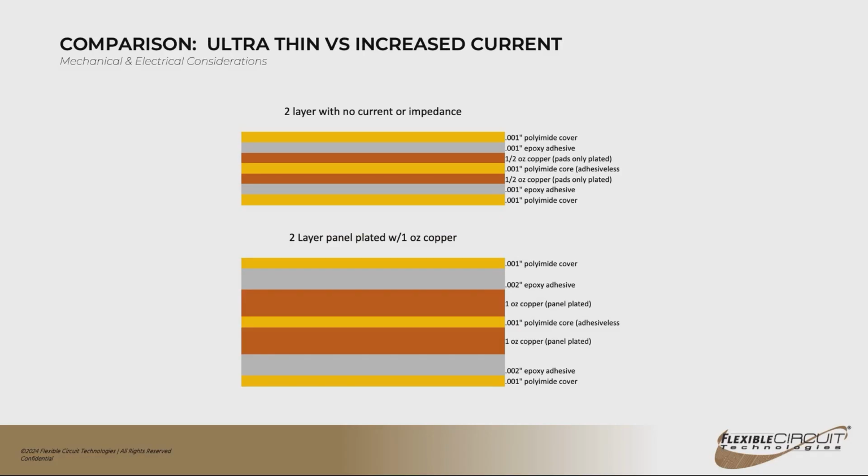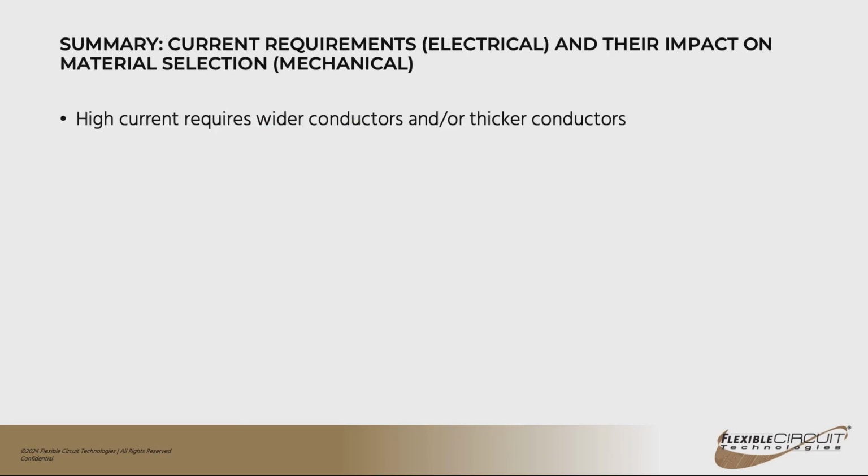And this is an animated of the 2 stack of side by side showing the scale. You can see there is a significant difference in overall thickness that ends up as the result of the increased current carrying capacity. So to quickly summarize, high current is going to require either wider and or thicker conductors.